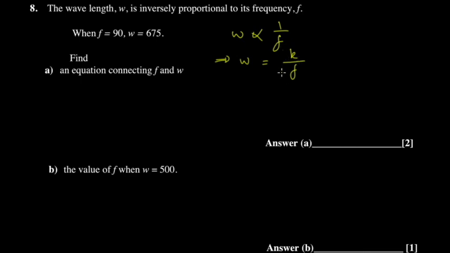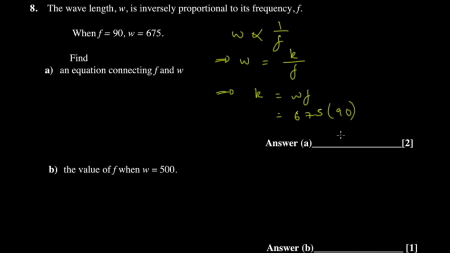Afterwards you have to find the value of k. So from this, k can be found by multiplying both sides by f, then you get wf equals k. Obviously you're given f is equal to 90 when w is equal to 675. When w is equal to 675, f is equal to 90.